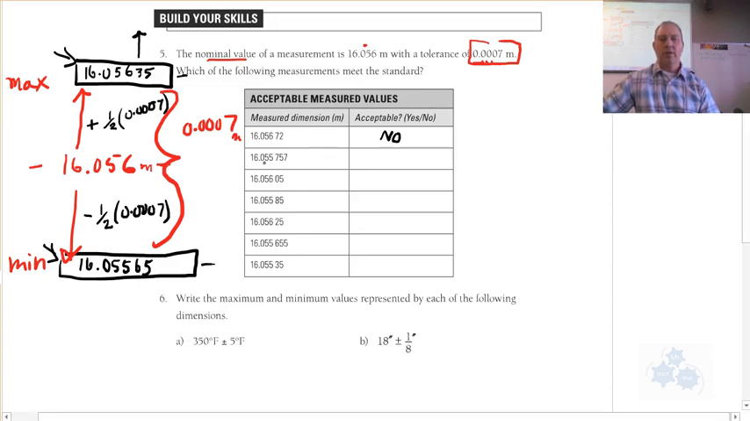What about this one? 16.05757. So 16.055, oh, there's a 6. Oh yeah, this one is going to be inside here somewhere. 16.055, and then it's just above this 6. It's 7. So that's a yes.